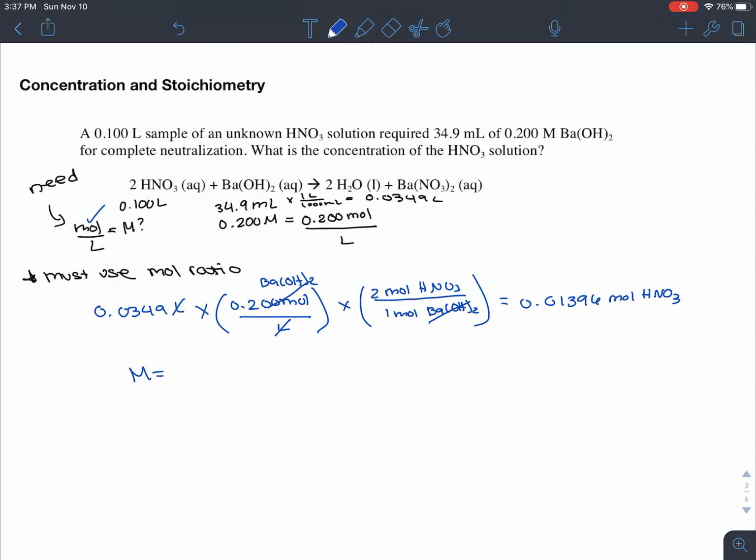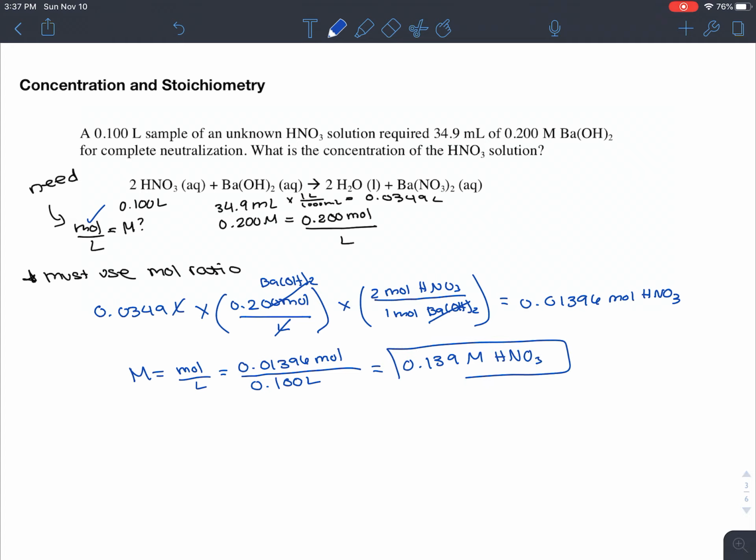Now we want molarity. Now that we've got the moles and we have the volume, molarity is equal to moles over liter. So then that'll be 0.01396 moles divided by 0.1 liter. The units don't cancel because you don't want them to, since it's already in moles per liter. Divide by 0.1, and you get that the concentration is, we want 3 sig figs, so 0.139 M of HNO3.